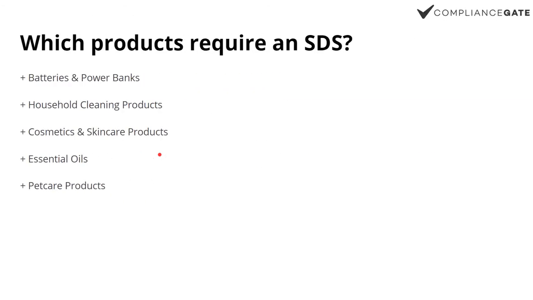Now, an SDS is, for example, required if you're importing and selling lithium batteries or products containing lithium batteries, such as power banks, cleaning products, cosmetics, essential oils, pet care. If you're an Amazon seller or planning to become one, you can find a list in Amazon Seller Central where they explain what they classify as hazmat, which does require an SDS in many cases.